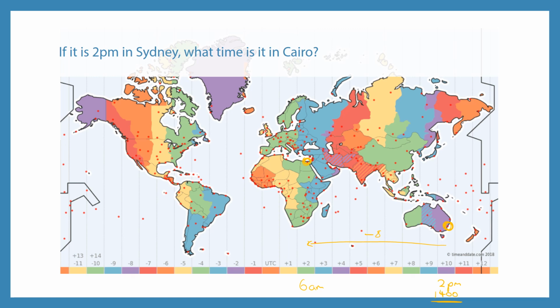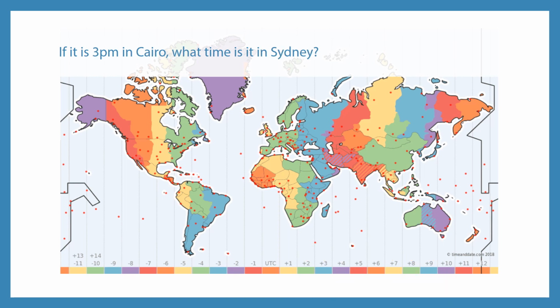You could also just jump along like we did before. So go 2, 1, 12, 1, 2, 3, 4, 5, 6, and we get to 6 a.m. You can then check your answer from 6, 7, 8, 9, 10, 11, 12, 1, 2, and we get back to 2 p.m. So we can be pretty certain that the time in Cairo is going to be 6 a.m. when it's 2 p.m. in Sydney.